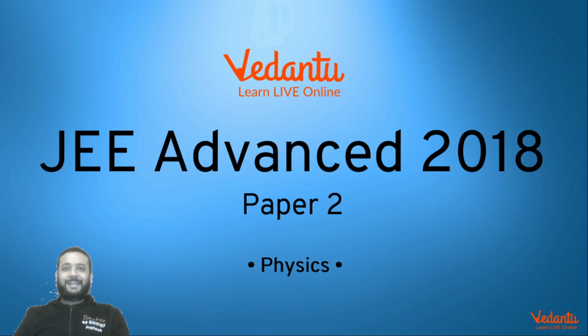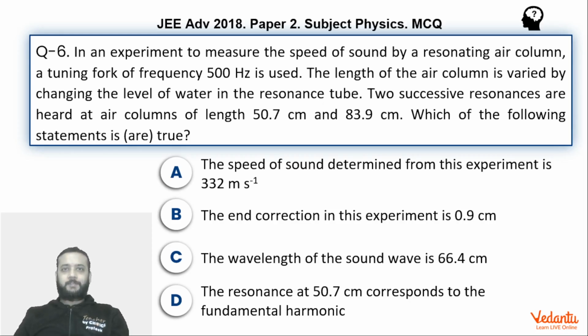Hi dear students, let's see this question that came in JEE Advanced Paper 2 Physics in the year 2018. This question was from the topic of resonance column method from sound waves, and this was slightly controversial in nature because of one of the options. So let's see what we are talking about. First, let's see the data of the question.